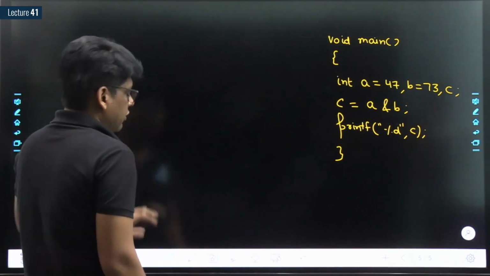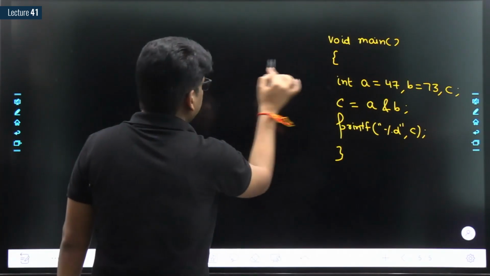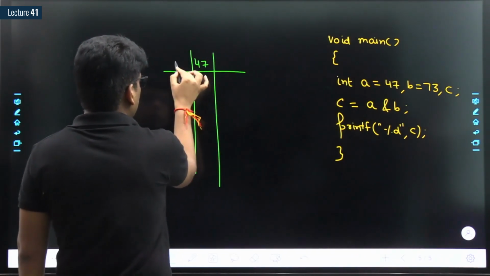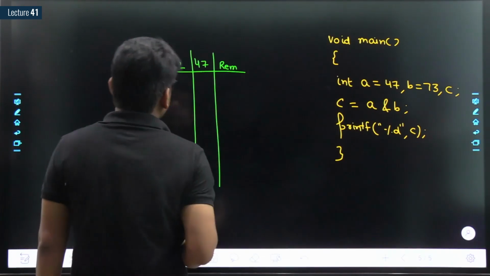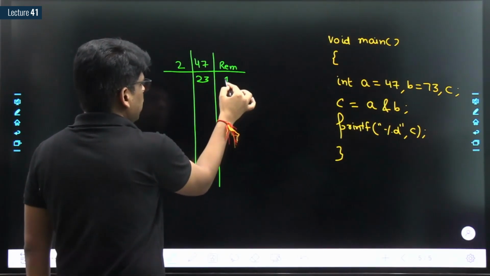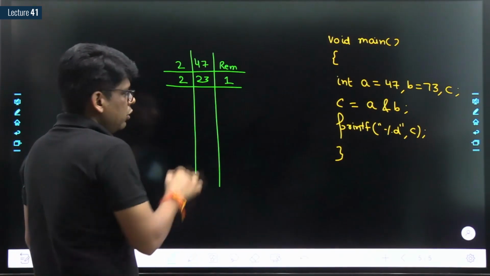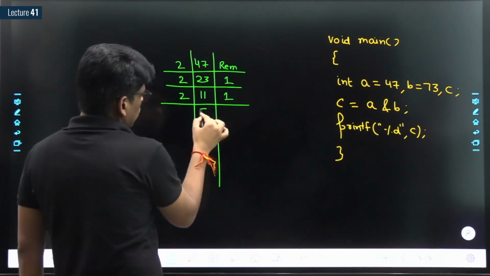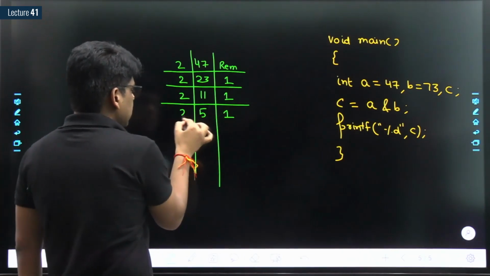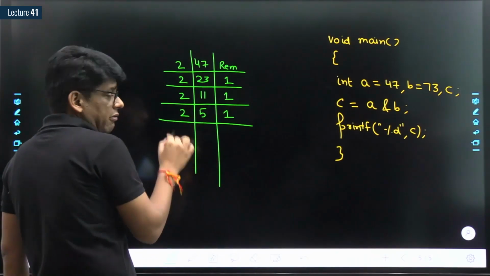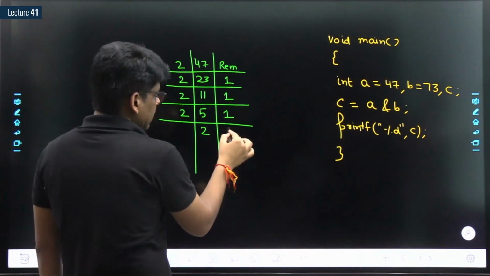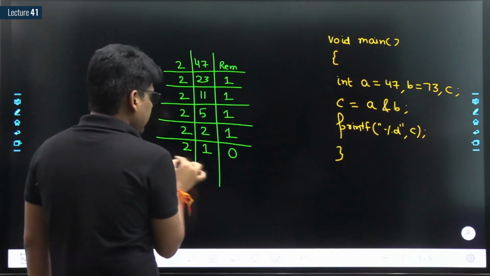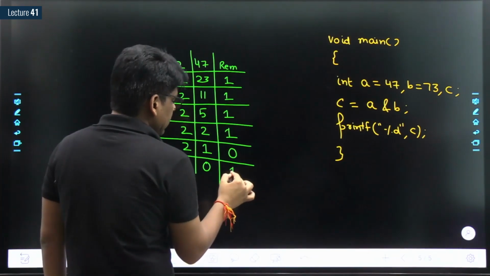Sir, first try to find the binary equivalent for 47. 47 divided by 2, 23 times, the remainder will be 1. 23 when divided by 2, 11 times is 22, the remainder will be 1. When 11 is divided by 2, sir, 5 times is 10, the remainder will be 1. Again, when I divide 5 by 2, quotient will be 2 and the remainder will be 1. When I divide 2 by 2, sir, 1 time and the remainder will be 0. When I divide 1 by 2, sir, it goes 0 times and the remainder is still 1.